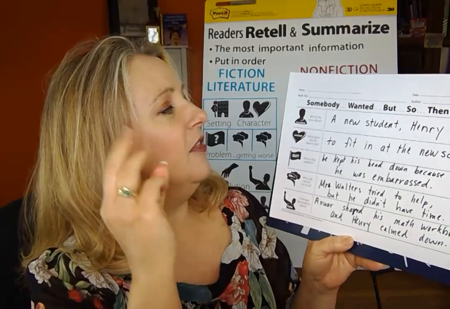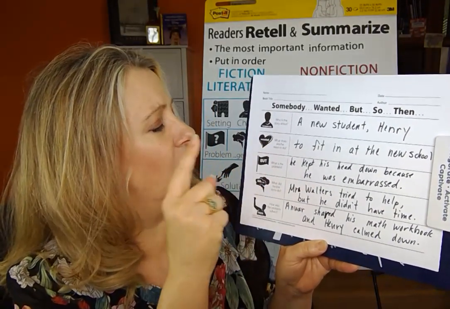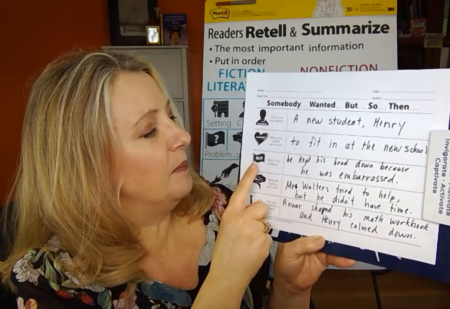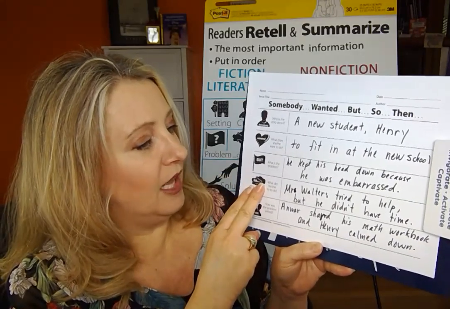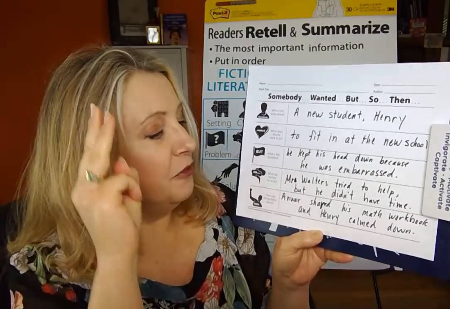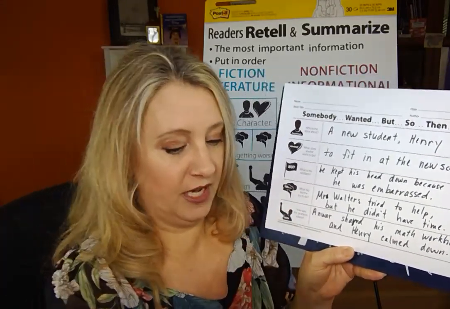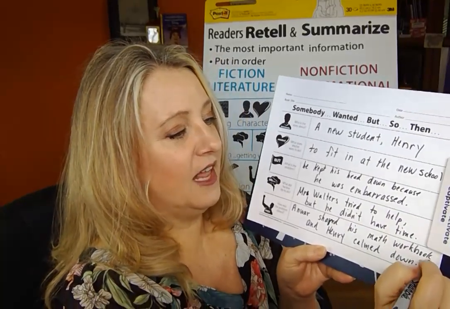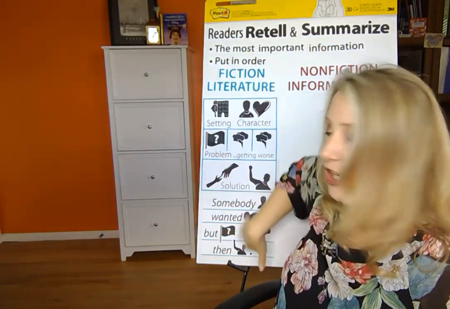So let's hear it again. That was 3 sentences. A new student, Henry, wanted to fit in at the new school, but he kept his head down because he was embarrassed. So Mr. Walters tried to help, but he didn't have time. Then Anwar shared his math workbook and Henry calmed down. I love it. It was 3 sentences. It was a summary. It was the most important information, but I used those 5 words to help me really frame it into 2 to 3 sentences.